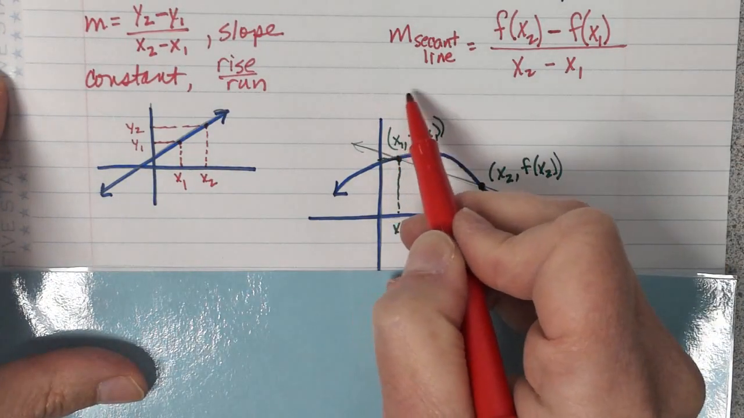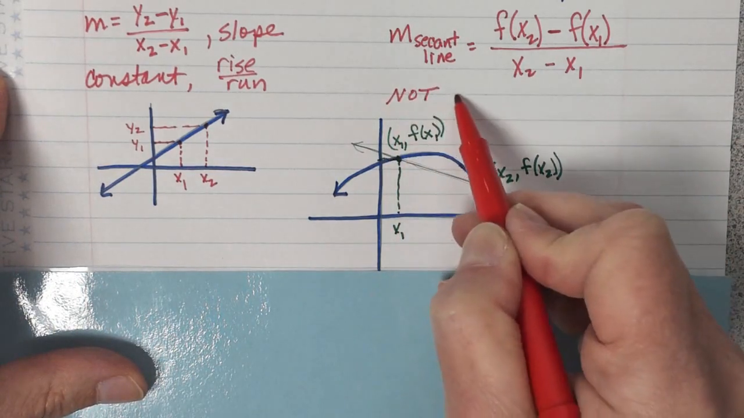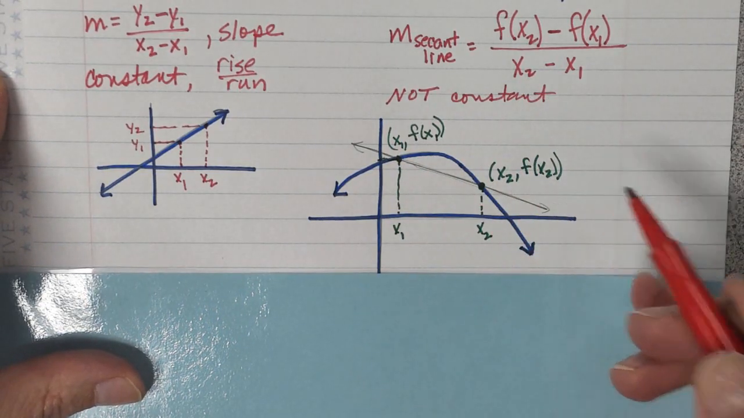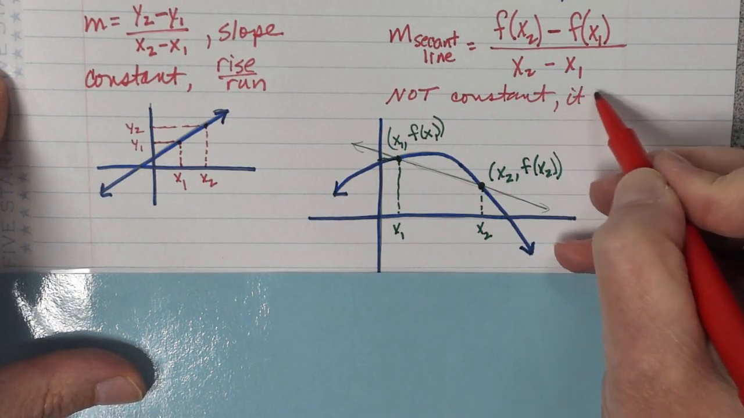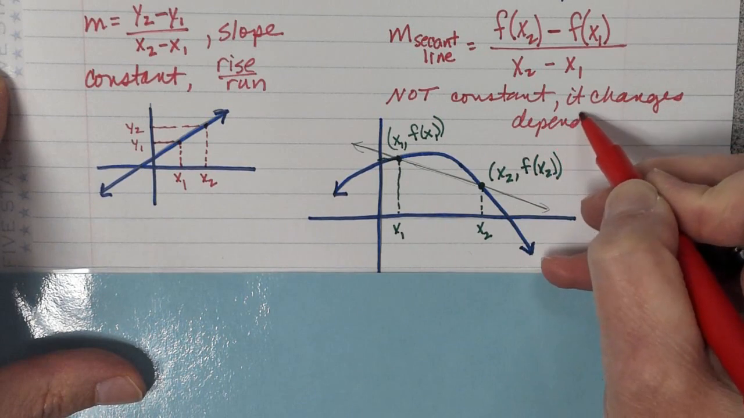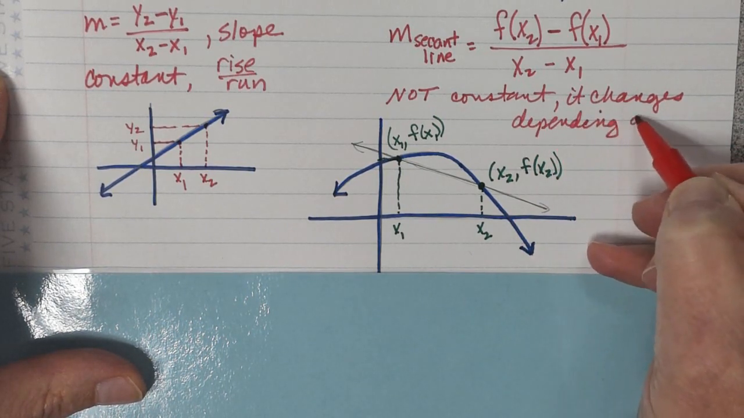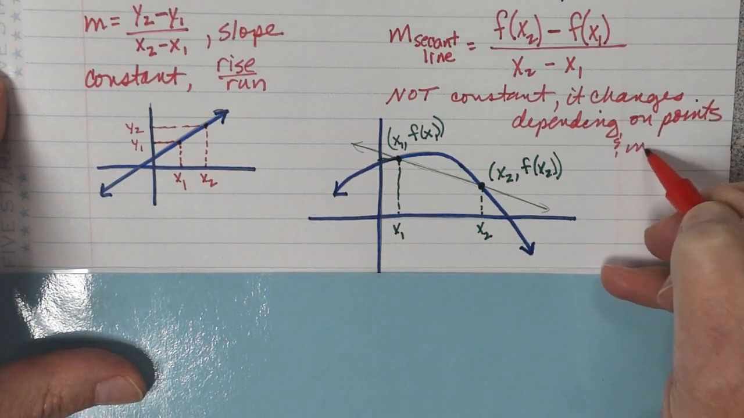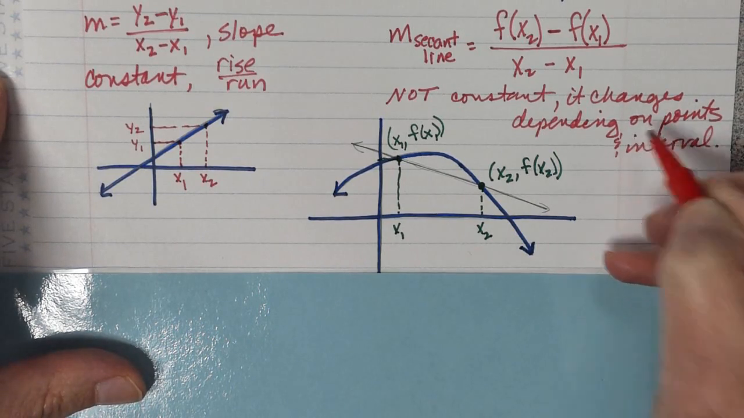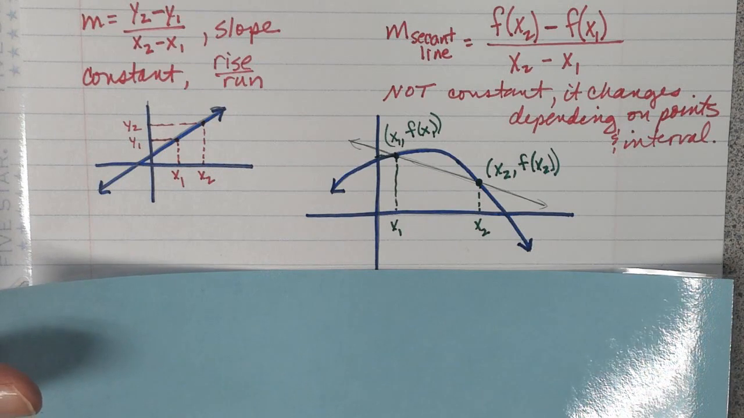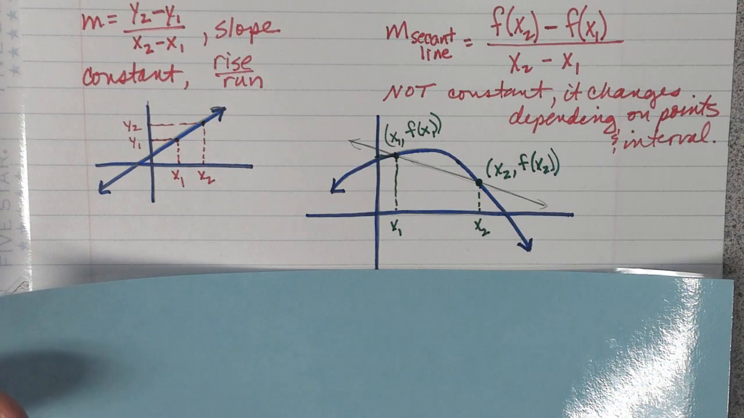Let's just point out that this one is not constant, because it's changing depending upon where the curve is. So it changes depending on the points and the interval that you're using. What we did earlier, it's going to be increasing faster in some parts or decreasing very slowly, or it could be decreasing very, very fast, have a very, very fast drop.